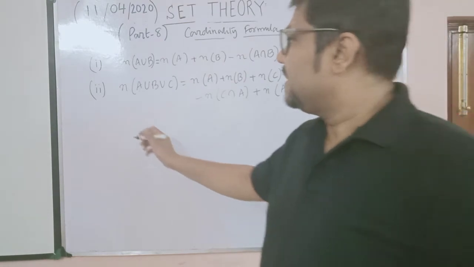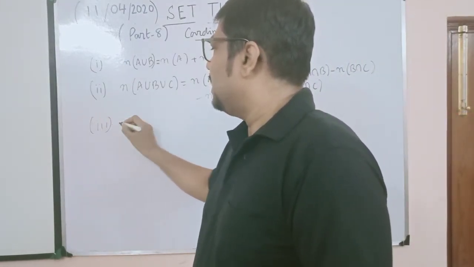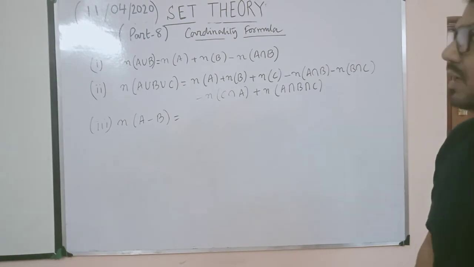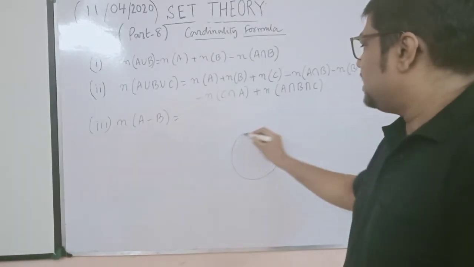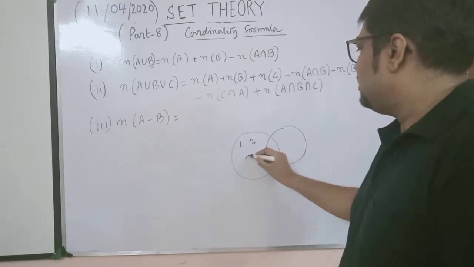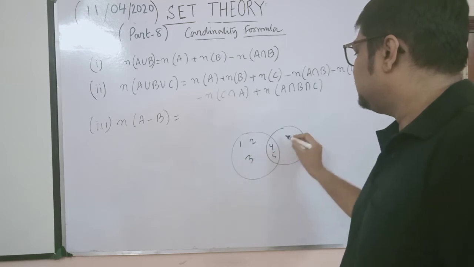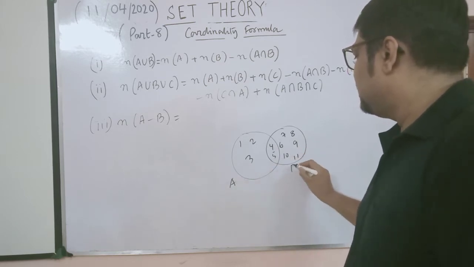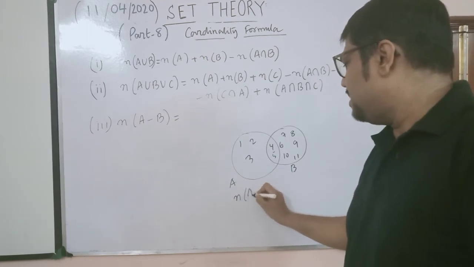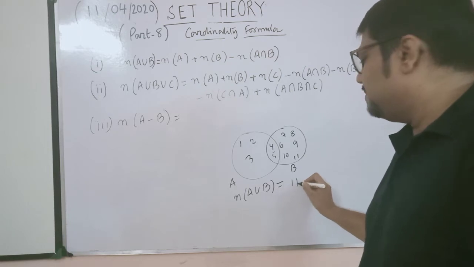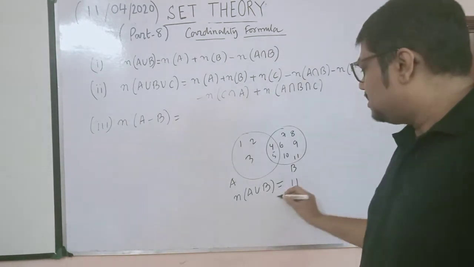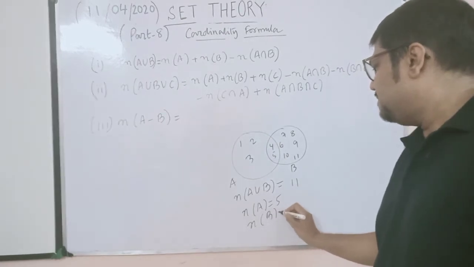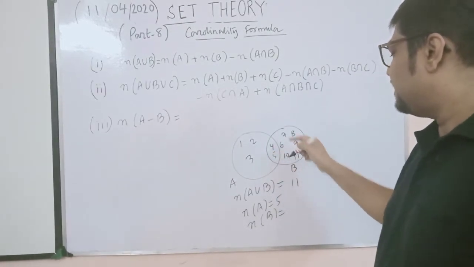I'll give you some examples. If I want to write n of A minus B, then what shall I write? First let us learn a little bit. Number 1, n of A union B, what does that mean? If I draw a simple Venn diagram with elements 1, 2, 3, 4, 5, 6, 7, 8, 9, 10, 11, this is A and this is B. How many elements in total do you get for n of A union B? If you count all the elements, you get 11 elements. Now only A gives how many elements? 5 elements. And only B gives how many elements? Please count: 1, 2, 3, 4, 5, 6, 7, 8.